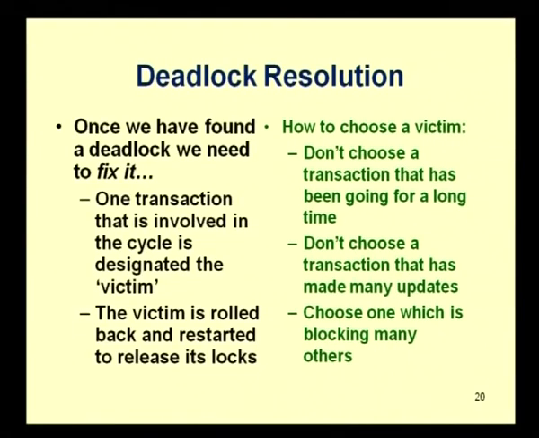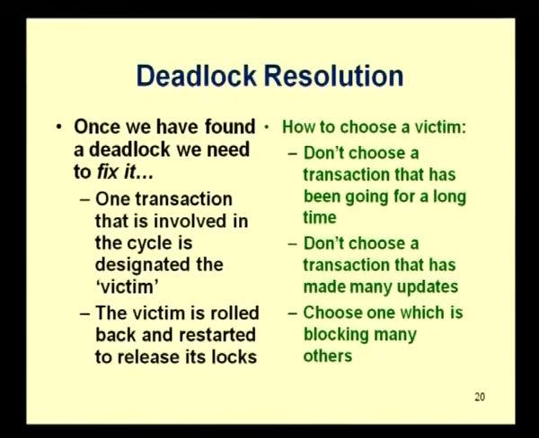And suppose you have T1, T2, T3, T4, and T1 is blocking T2, T3 and T4, then choose T1. If T2 is blocking only T1 and T1 is blocking many, choose T1. So, this is how to choose between two transactions caught in a deadlock, which one do you choose to roll back.